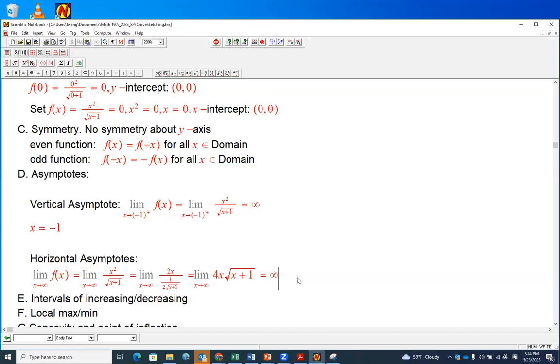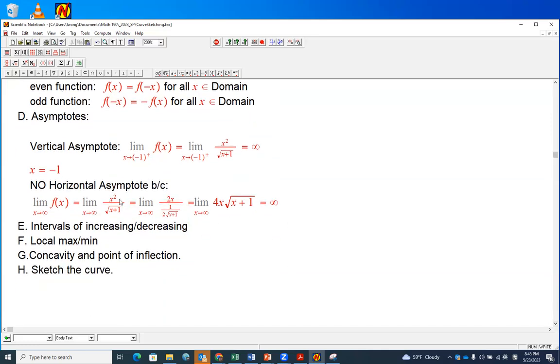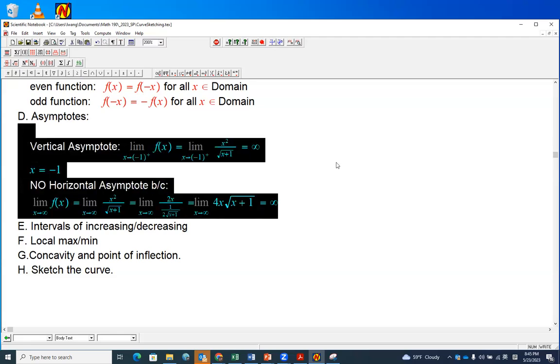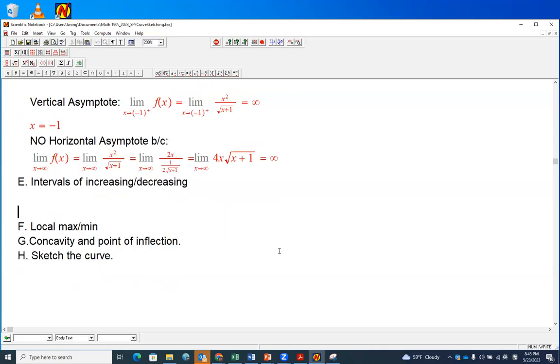Okay. And in this case, we don't have a horizontal asymptote. We have no horizontal asymptote because of the following reason: it doesn't approach a finite number. All right, so all of these, A, B, C, D, those are the things we could have done without the knowledge of calculus. And let's look at the intervals of increasing, decreasing.